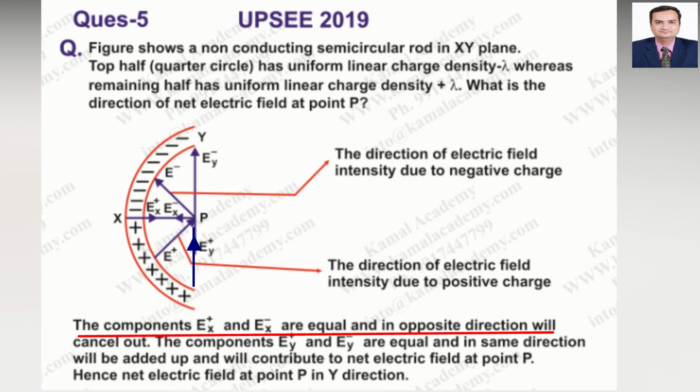Hence the components E negative X and E positive X are equal and in opposite directions on the X axis, so they will cancel out. On the other hand, the components E negative Y and E positive Y are in the same direction, which is along the positive Y axis. Hence these both components will be added up to contribute the net electric field intensity at point P. Hence the net electric field intensity at point P will be in the positive Y direction.